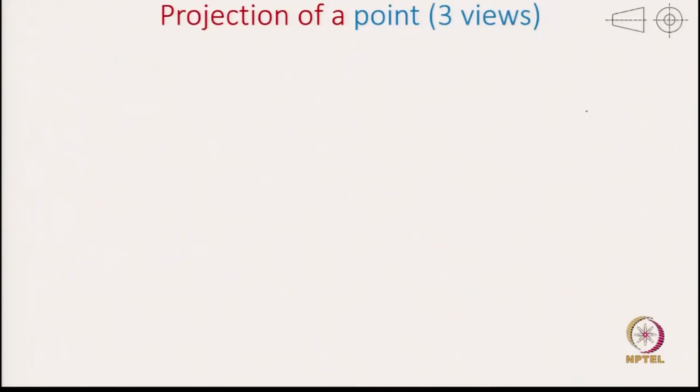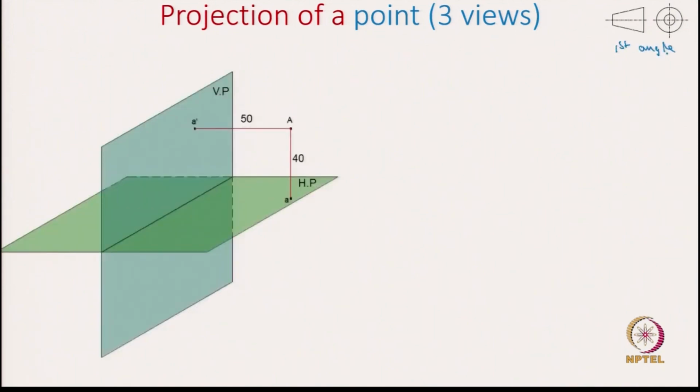We will start with again projection of a point. The reason I am repeating this is that in the previous lecture we only looked at 2 views of a point, and in this lecture we will be looking at 3 views quickly. This symbol mentions it is a first angle projection, which means the point we consider will be in the first quadrant. So, here is the point A, where we already show the front view with A prime and the top view with A. Now, let us say we want to capture the left side view of this point.